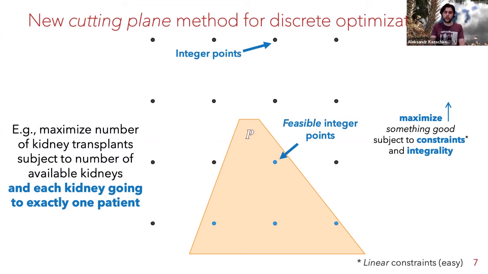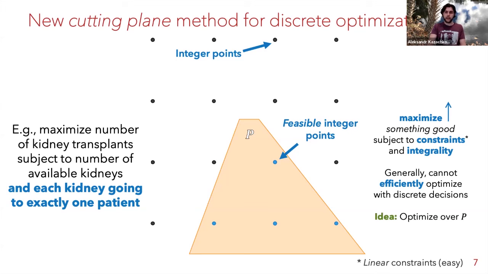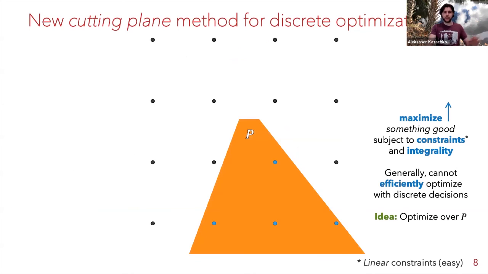So within that feasible region, you're looking for a specific non-convex set of points. And generally, optimizing over these integer points is difficult computationally. So what is done is you relax those restrictions on integrality, and you just solve the problem over the original polyhedron P with the easy constraints, which are linear constraints in general.